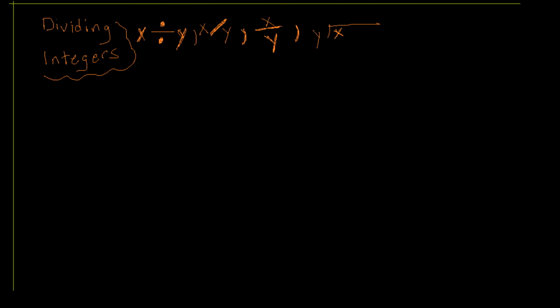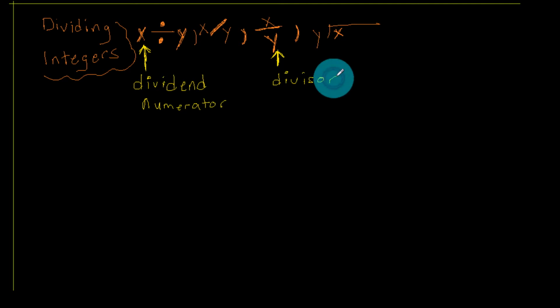These are also known as dividend symbols, but the number that comes before that division sign, so in this case x, is known as the dividend, or what we've been calling it, the numerator in some cases. So it can be the dividend or the numerator. The number that follows that division symbol, in this case y, we've been calling the denominator, but it's also known as a divisor. So divisor or denominator.